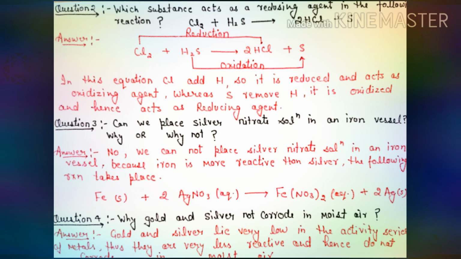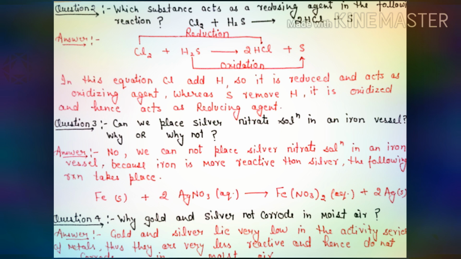Question number 3: Can we place silver nitrate solution in an iron vessel? Why or why not? So students, no, we cannot place silver nitrate solution in an iron vessel because iron is more reactive in the reactivity series than silver. So the following reaction takes place.